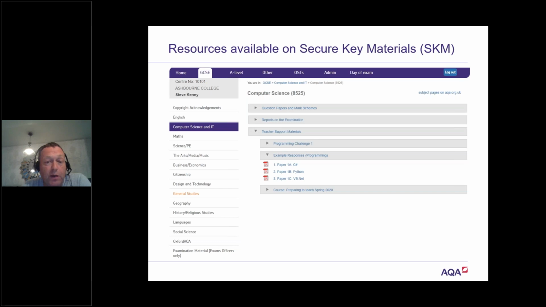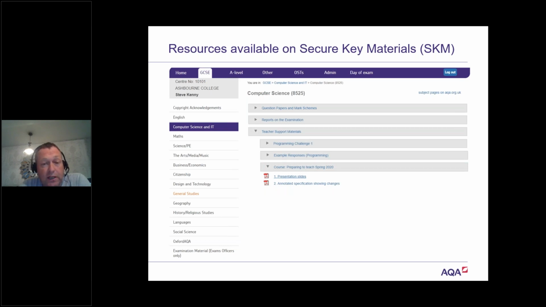The example responses in programming, we've got for paper 1 for all 3 papers. They were produced by the developers for the specification, and they're being checked by the chief examiner so that we know that they are of the right standard. And then there was a Preparing to Teach meeting in spring 2020, which you may have attended. A guy called Steve Backrack, who's one of the senior examiners for the current specification, produced that for us. So the presentation slides and then the annotated specification is also there. That's the same specification as you're going to get today as well.